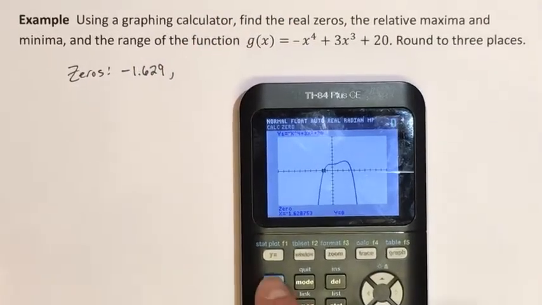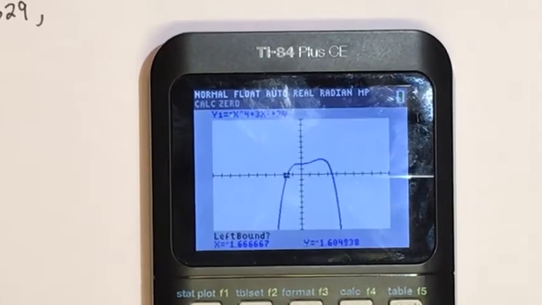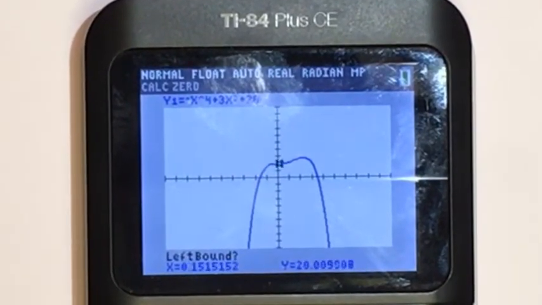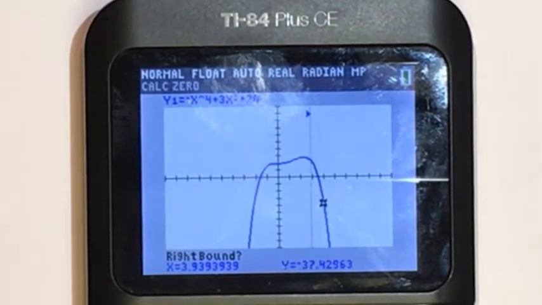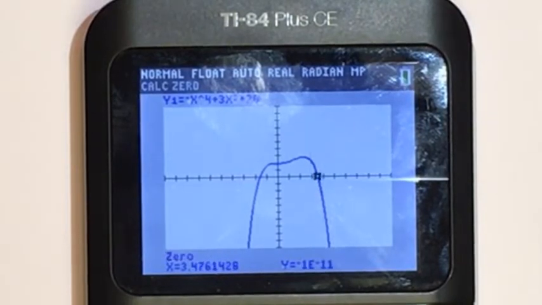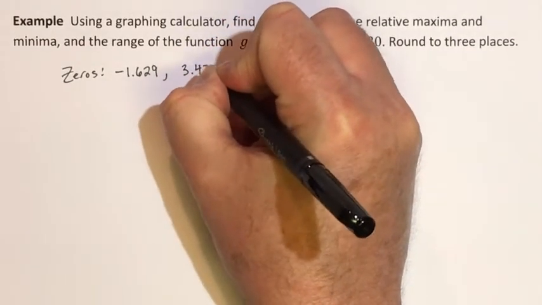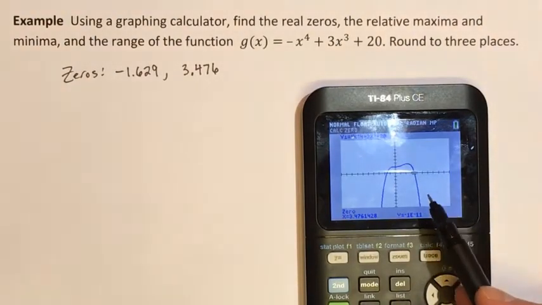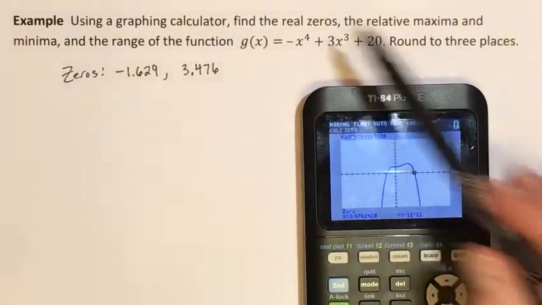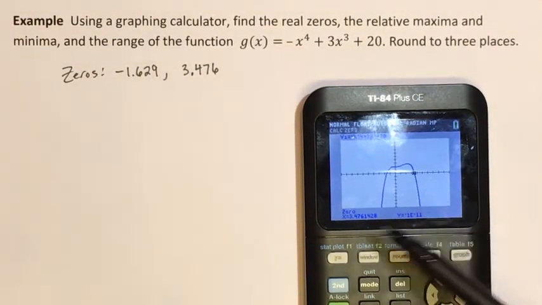To find the other zero, we go through the process again, so the calc menu, number 2 for 0. This time I want to find this one. So go to the left a little bit, go to the right a little bit, come back and take a guess. And that is around 3.476. So 3.476 is the other zero. In this particular case, we only have 2 zeros that are real, and so we're only going to find the real zeros. There are also 2 imaginary zeros, but we're not going to worry about those in this case.